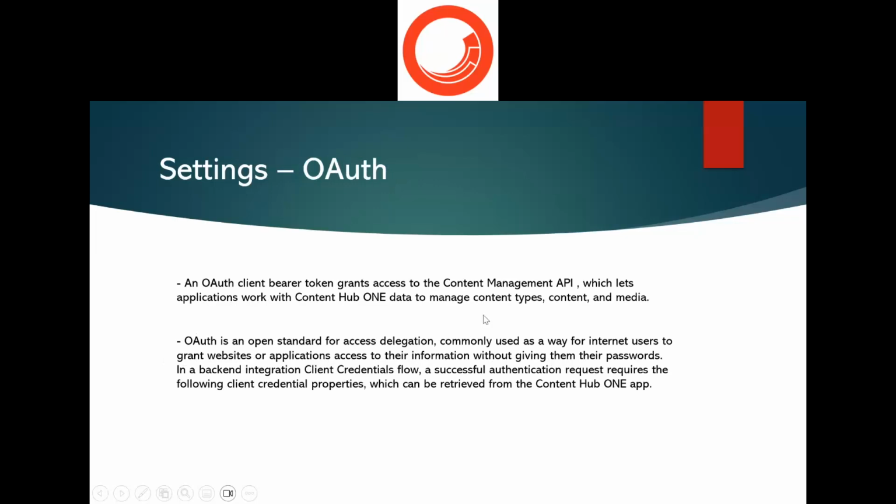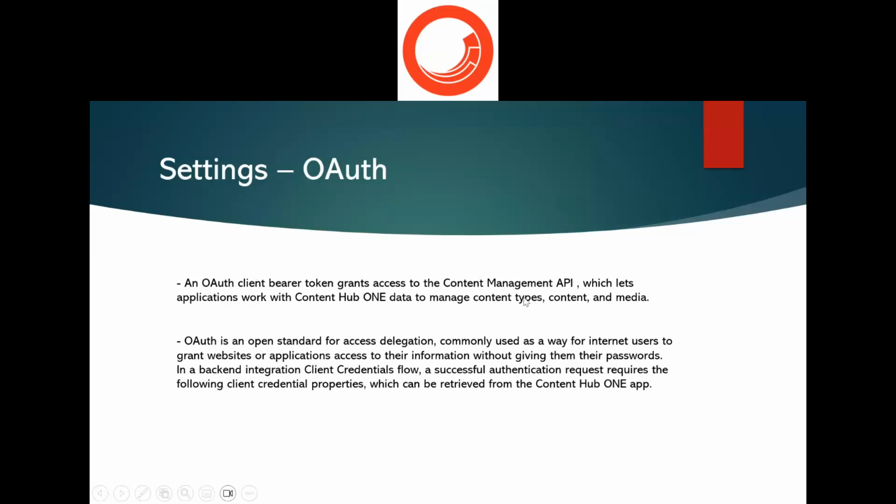Now next we are going for OAuth. Now what is an OAuth authentication? This is a client bearer token. This is the only application or setting in the Sitecore Content Hub One wherein we can access the content management API. That is, we have created content, but how do we access it in the front end application or the content management API? Now this is where it works.